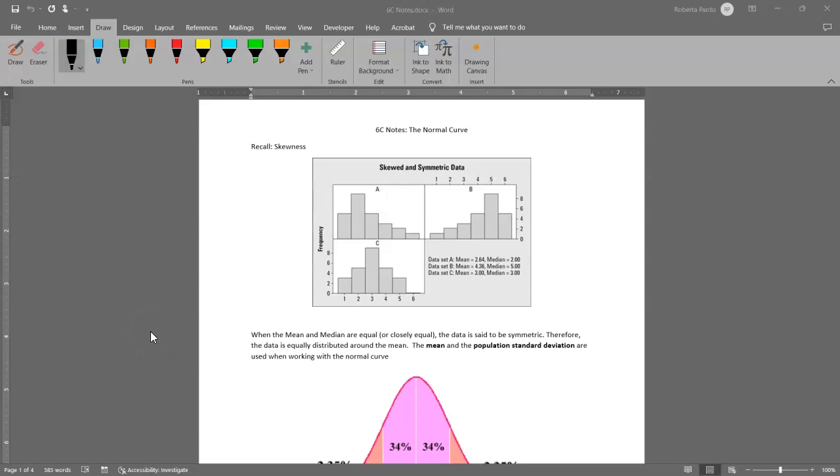In this last set of notes here, we're going to talk about the normal curve. And the normal curve is when we're working with a symmetric graph, which means the mean and the median are approximately equal or are equal.